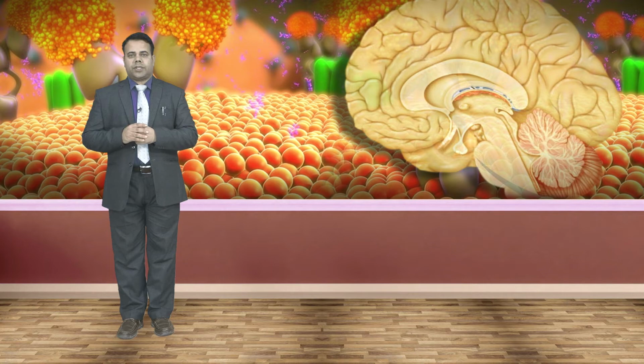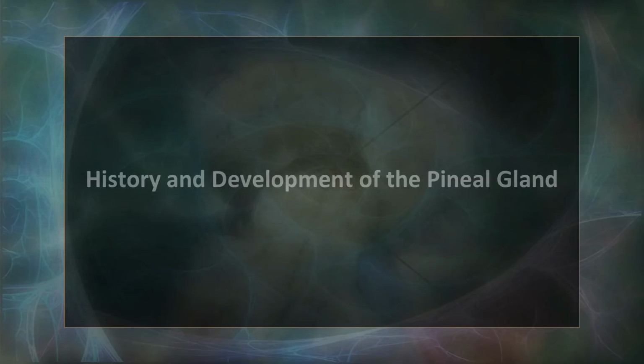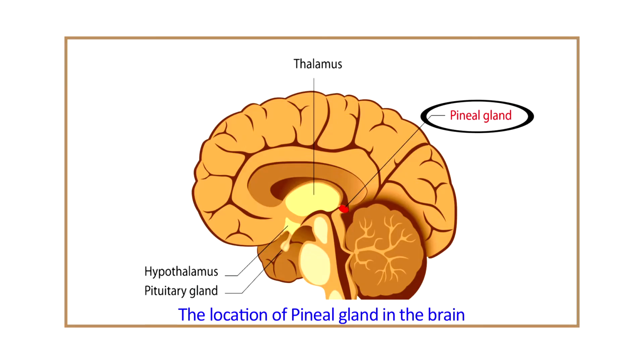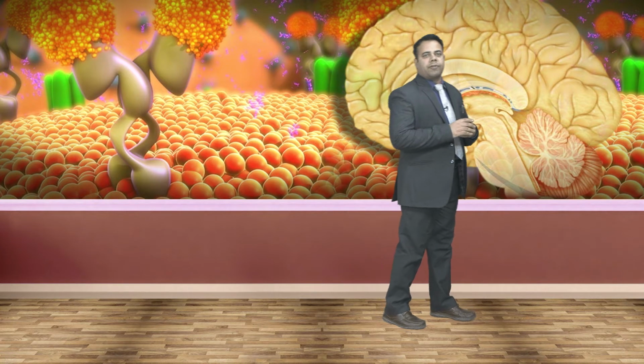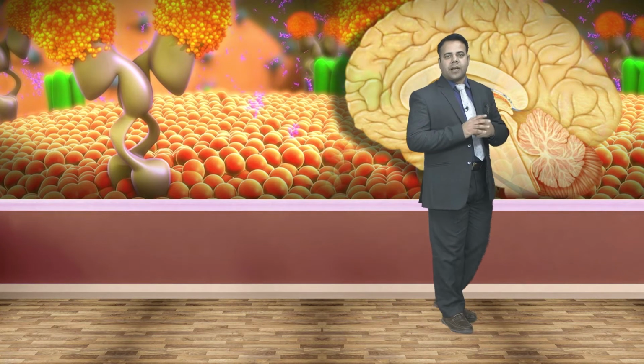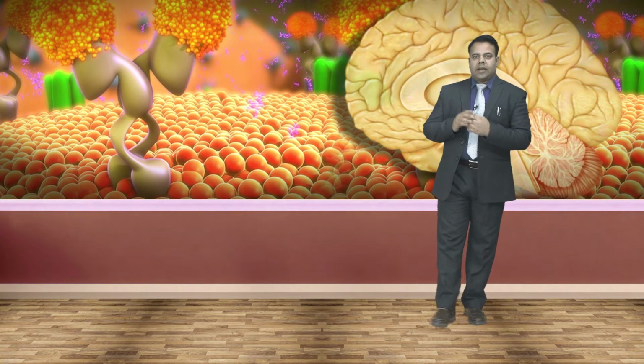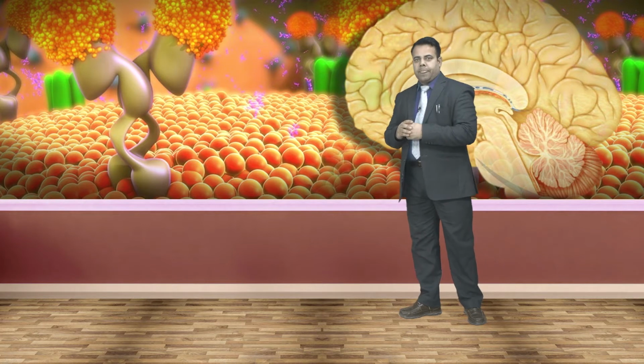Dear students, let us first start with the history and development of the pineal gland. The pineal gland is a tiny endocrine gland found in the brain and was originally believed to be vestigial. But later, in 1917, it was found that the extract of cow pineals lightened the frog's skin.